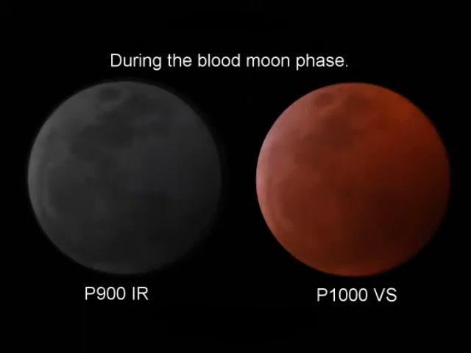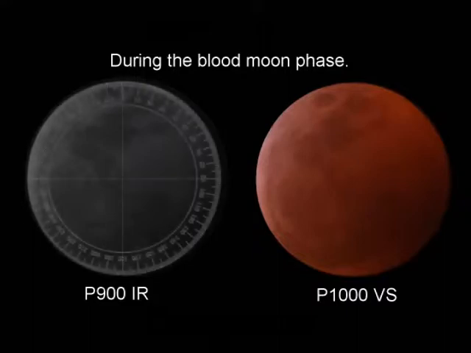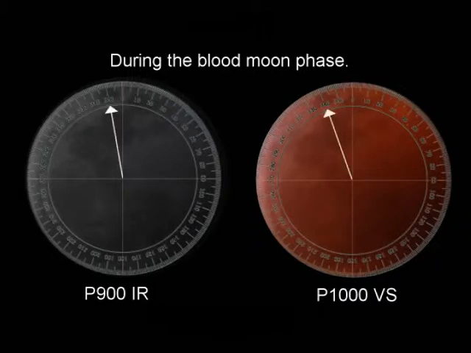And check this out. During the blood phase, I took a still shot with each camera while they were still on the EQ mounts and tracking. The one on the left was taken at 10:04 and the one on the right was taken at 10:06, only 2 minutes later. So the moon rotated counterclockwise another 10 degrees in only 2 minutes.